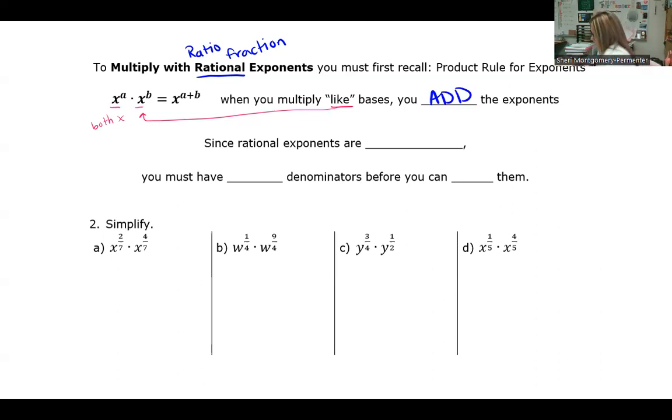Does anybody remember what you do when you divide? Subtract. Yes, we're not actually going to do that, but if it was a bonus question on a quiz or something like that, then it would be good to know. So we're going to add exponents. Well, here's the thing. The exponents for these are fractions. So if you're adding fractions, what do you have to be able to add fractions?